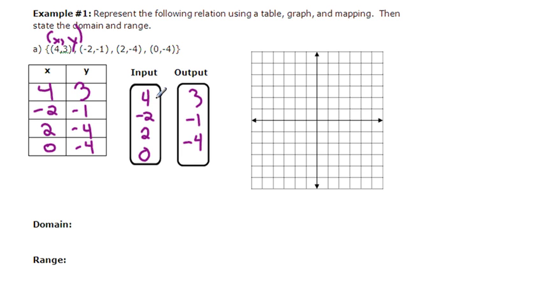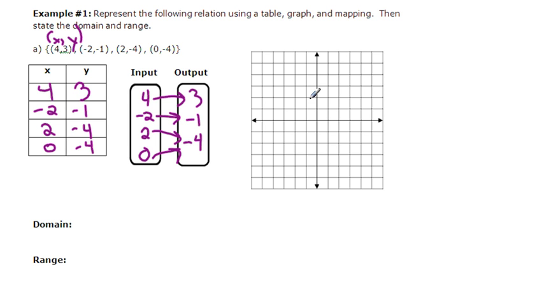Then what you do is you draw an arrow from the input to the corresponding output. Since 4, 3 represents an ordered pair, I draw an arrow from the 4 to the 3. -2, -1, so I draw an arrow from the -2 to the -1. 2, -4, so I draw an arrow from the 2 to the -4. And then 0, -4, I draw an arrow from the 0 to the -4.